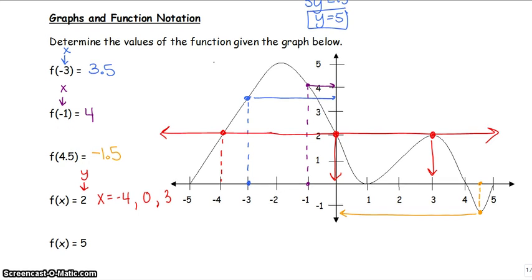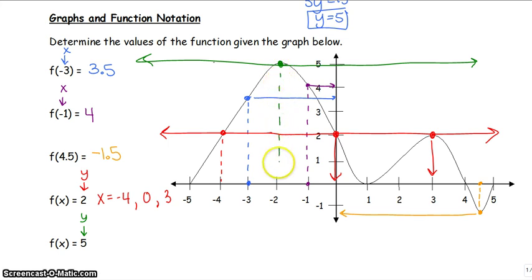Last one, we have f of x is equal to 5. So again, we're trying to find the x value when your y is 5. So we draw a horizontal line when y is 5. I know it's a fabulous line there. So we're just going to show that one intersection point. We follow it down, and that is going to correspond to an x value of -2.